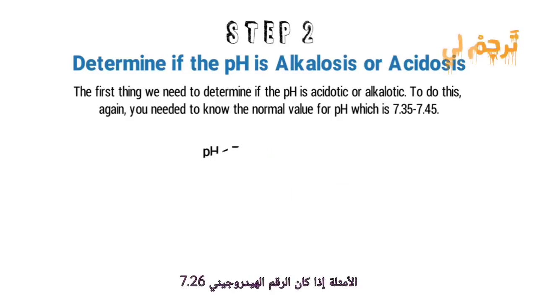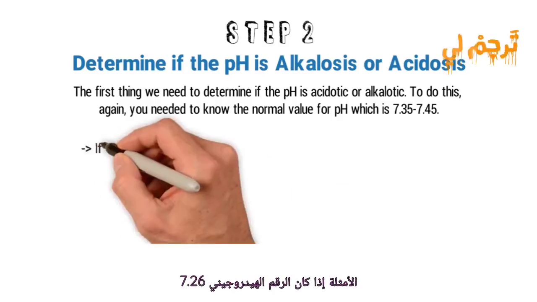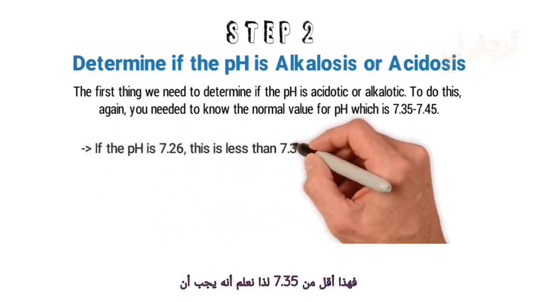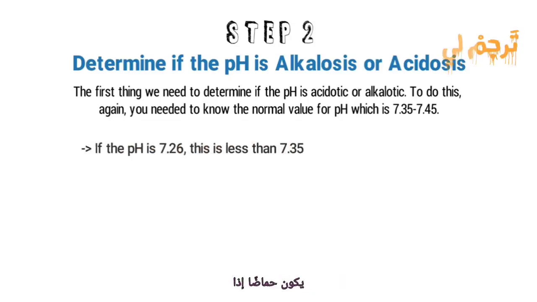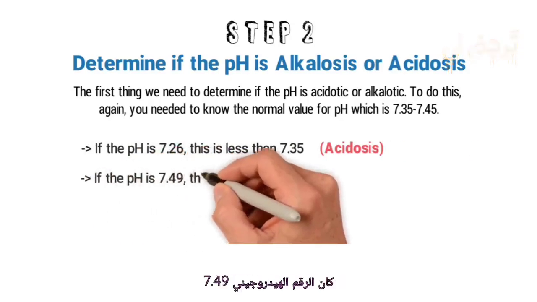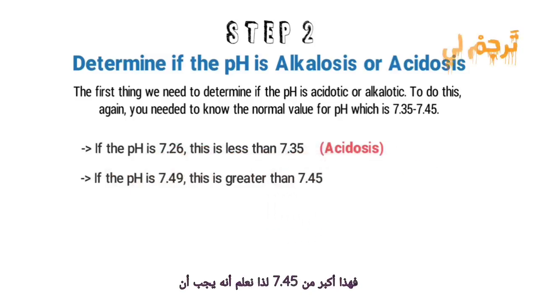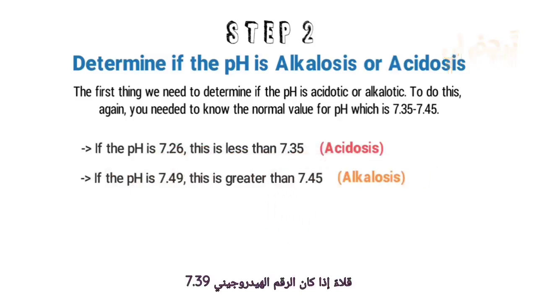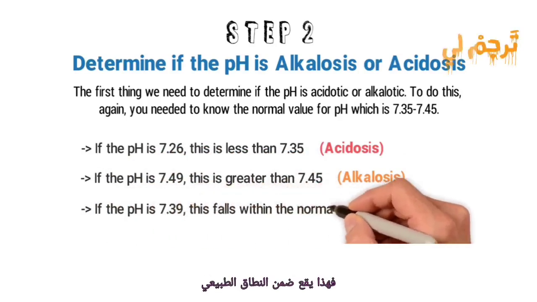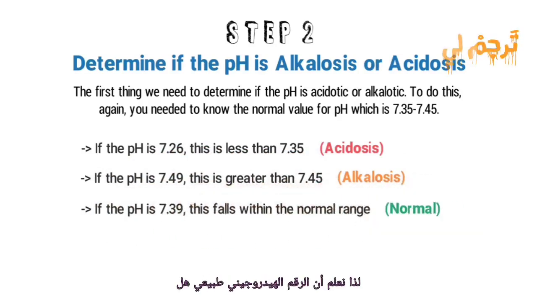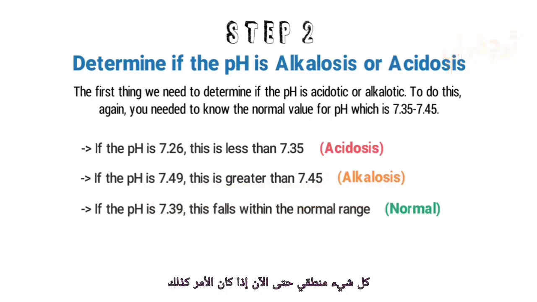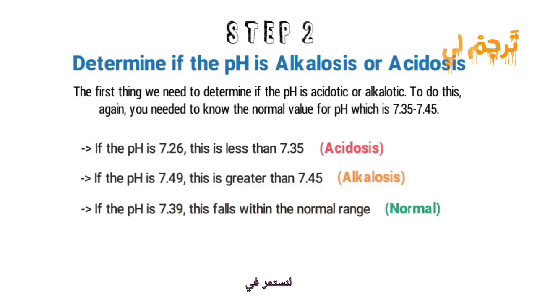Let's discuss some examples. If the pH is 7.26, this is less than 7.35, so we know it has to be acidosis. If the pH is 7.49, this is greater than 7.45, so we know that it has to be alkalosis. If the pH is 7.39, this falls within the normal range, so we know that the pH is normal. Is everything making sense so far? If so, let's keep going.